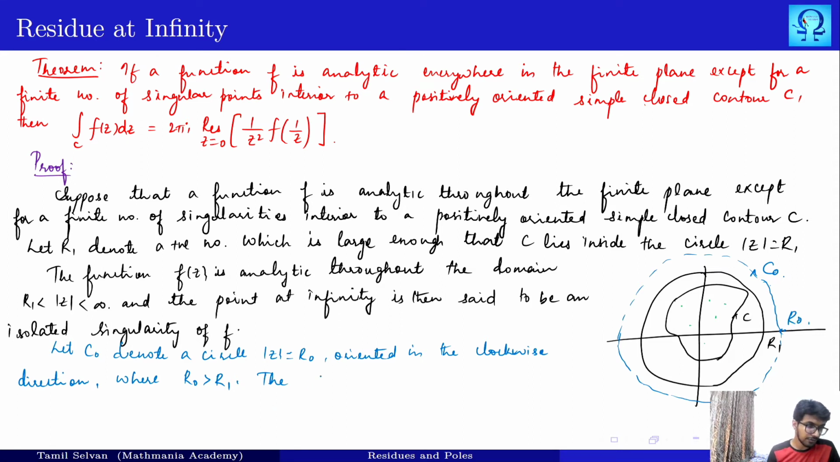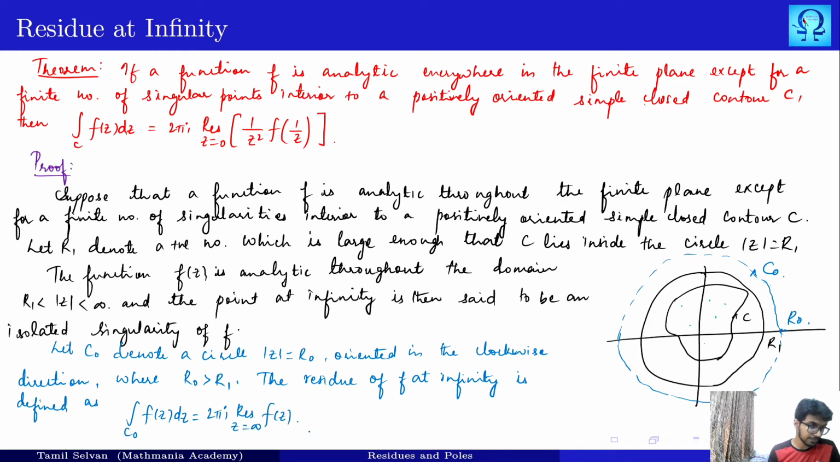Therefore the residue of f at infinity is defined as the integral over C naught of f of z dz, which is 2 pi I times the residue of z equals infinity to the function f of z. We mark this as equation 1.